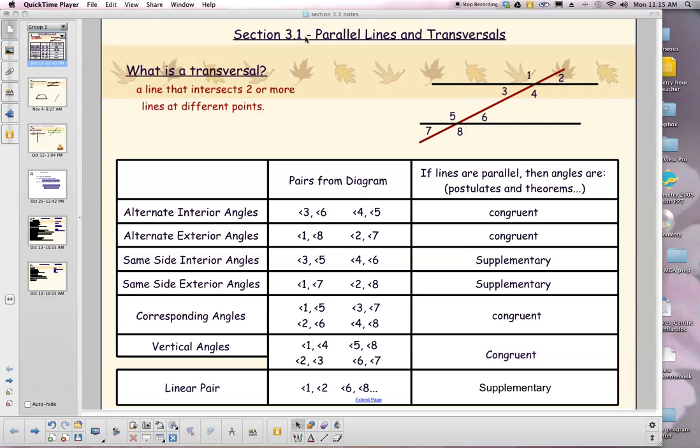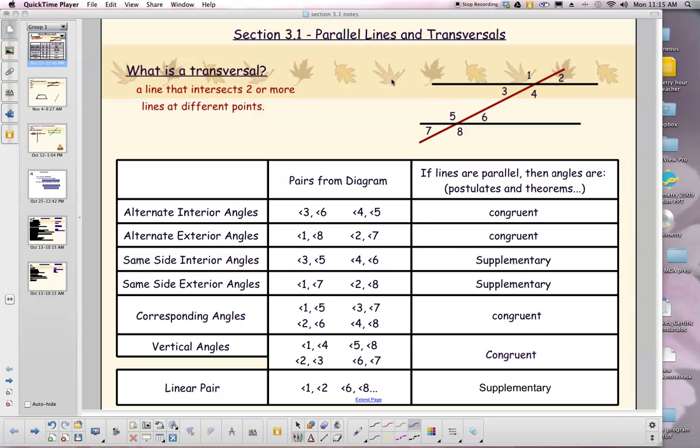This lesson is on section 3.1, parallel lines and transversals. We've discussed parallel lines. We know that they are two coplanar lines that will never intersect. They're the same distance apart all the time. What is a transversal? A transversal is simply a line that crosses two or more lines at different points.